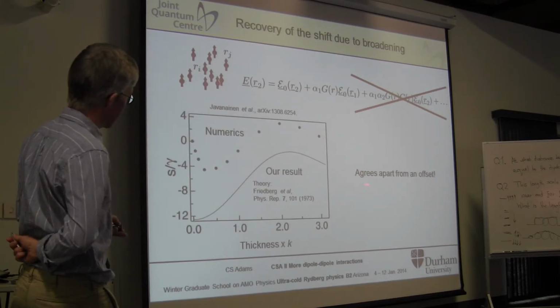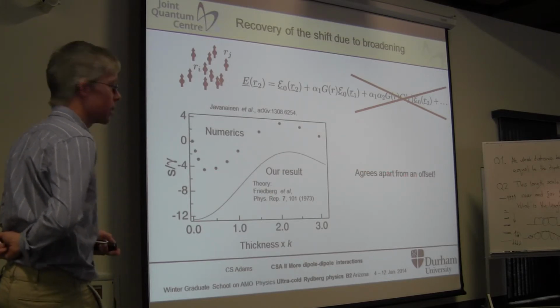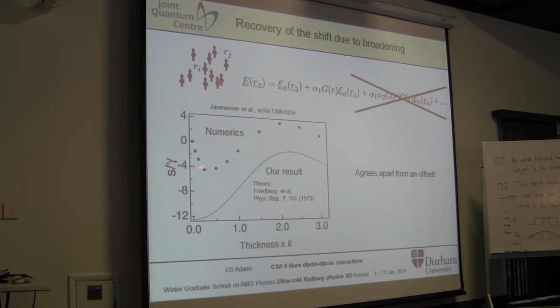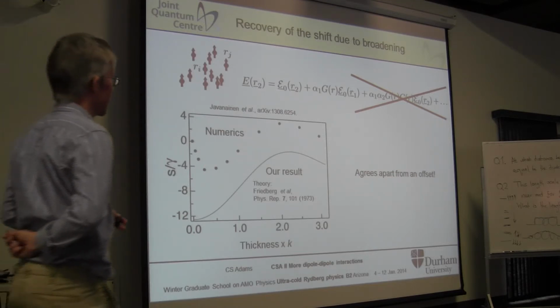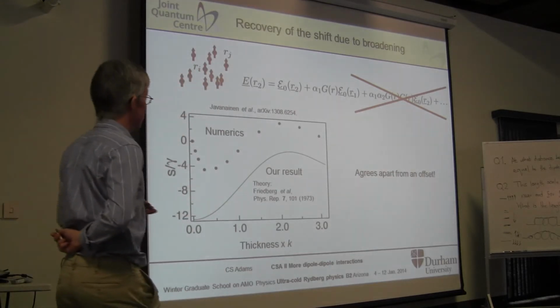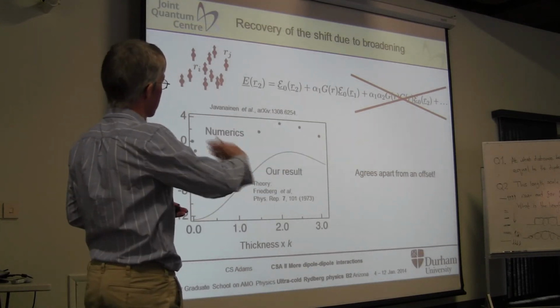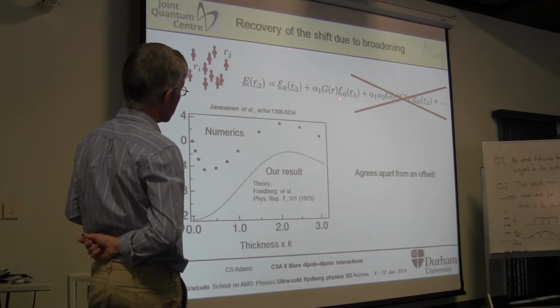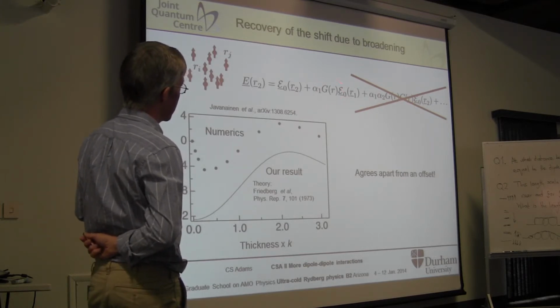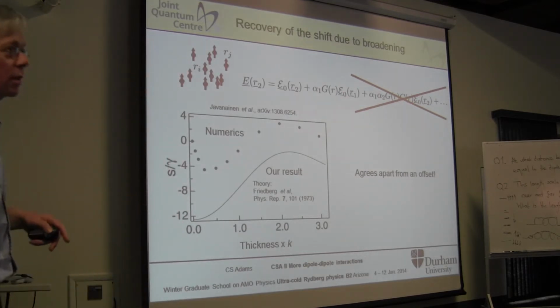So the only difference now is it agrees apart from an offset. We don't understand the offset, but basically we've learned something, because we've learned the importance of inhomogeneous broadening and the suppression of these multiple terms in this multiple scattering, leaving us with this first order term. And we can think of this first order term as a mean field.